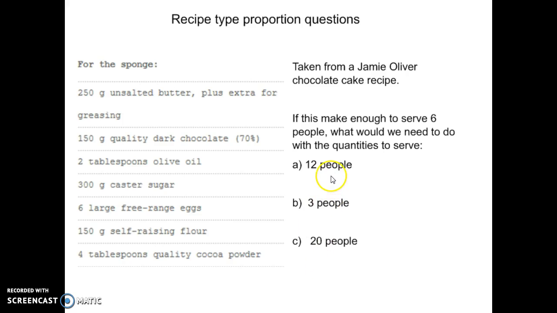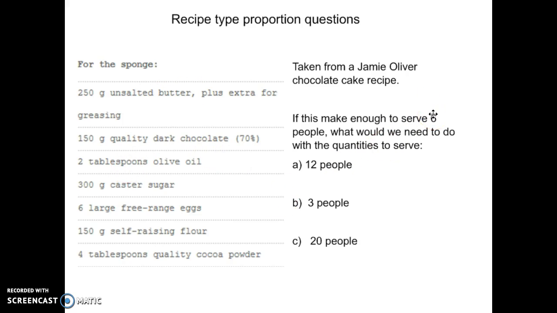Now the first two are probably the easier two examples, because if all of this makes cake for 6 and we want to make it for twice as many people, then we would just double the amounts of everything. Yeah? So 500, 300 grams, 4 tablespoons, 600 grams, 12 eggs, 300 grams of flour, 8 tablespoons of cocoa powder. So hopefully that's straightforward enough. We look at the relationship between the 6 and the 12. We see it's double, and then that's what we do with the quantities.